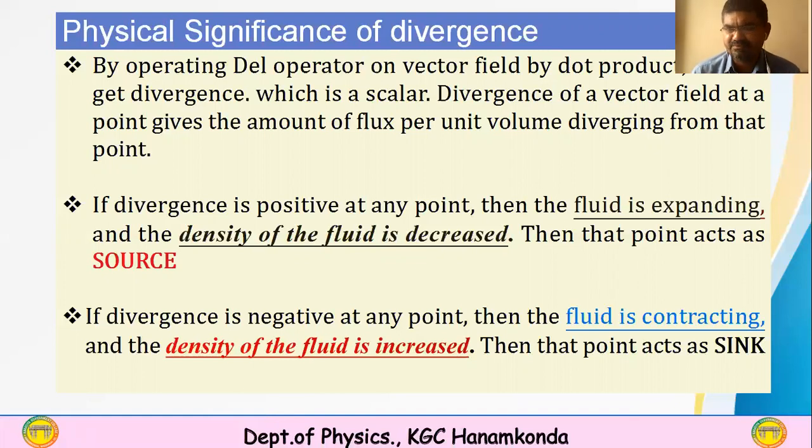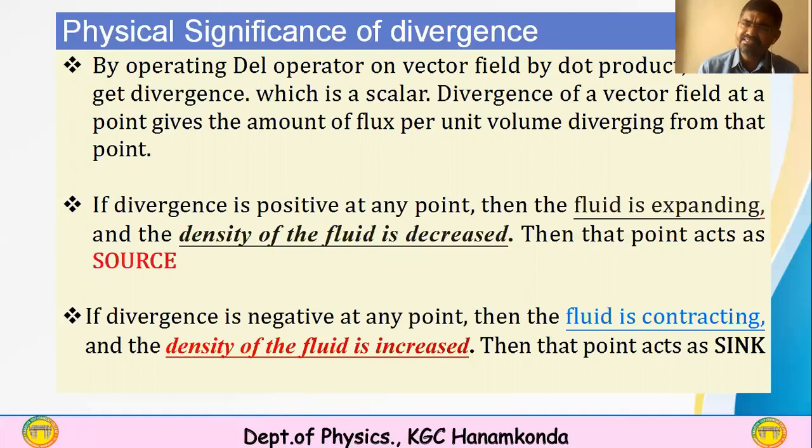If the divergence is positive, that means del bar dot A bar is positive at any point, then it represents that the fluid is expanding. The fluid is expanding means at that particular point, the density of the fluid is decreasing. That represents the point acts as a source. If the divergence at any particular point is positive, that point acts as a source. There, the fluid is expanding, the density of the fluid is decreased, therefore the point acts as a source.